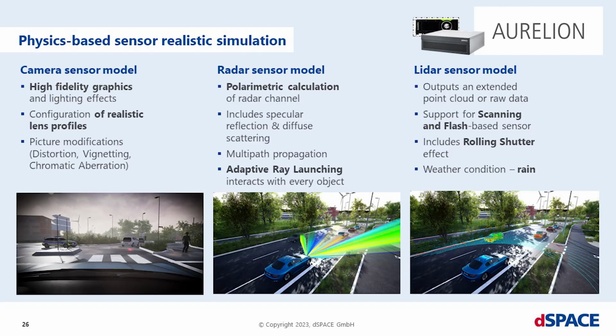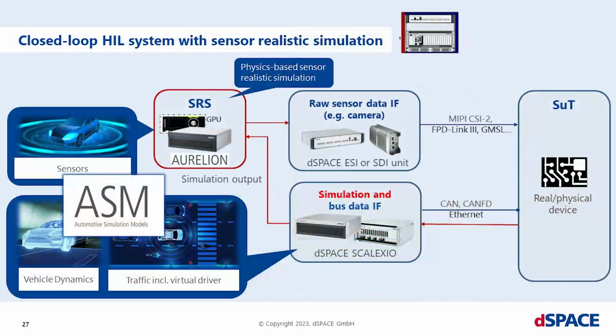The radar model supports multipath propagation and is able to interact with targets, and the LiDAR model supports scanning and flashing sensor and is reactive to weather conditions. Since the sensor data generation is based on road and environment simulation, the ground truth reference data is available by default. This slide shows a closed-loop HIL setup that can simulate rare use cases for testing perception.